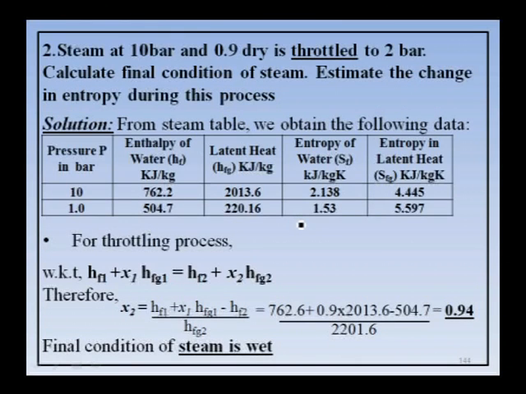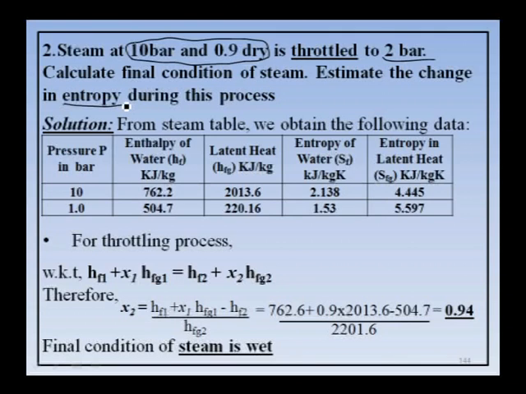So next is the second problem. Steam at 10 bar and 0.9 dry is throttled to 2 bar. Initial condition: 0.9 dry and 10 bar, that is wet steam, is throttled to a final pressure of 2 bar. Calculate the final condition of steam and estimate the change in entropy during the process. Entropy also we should find in this problem. It is similar to the previous problem.